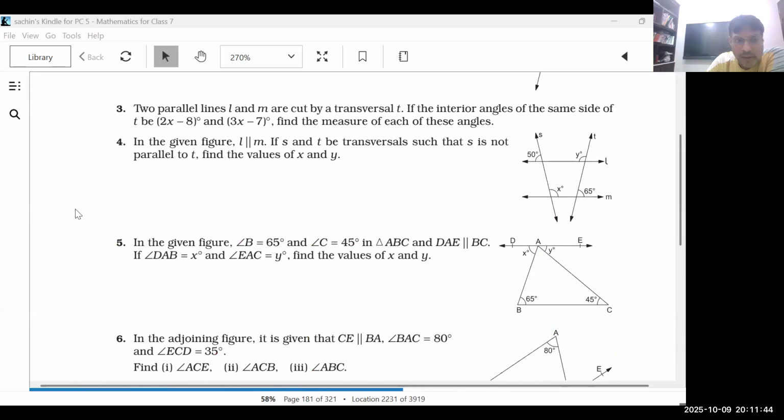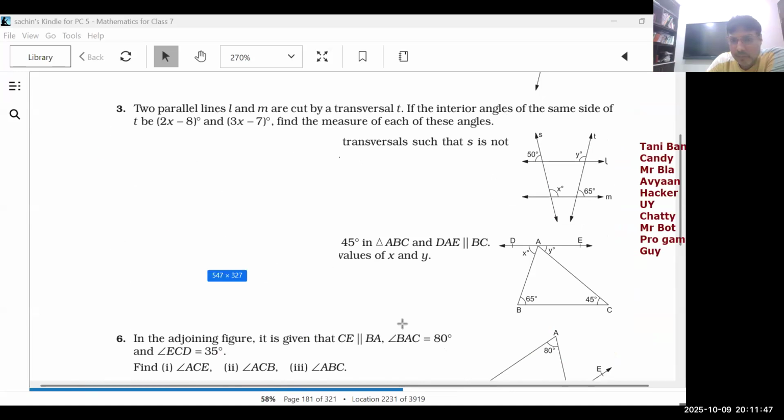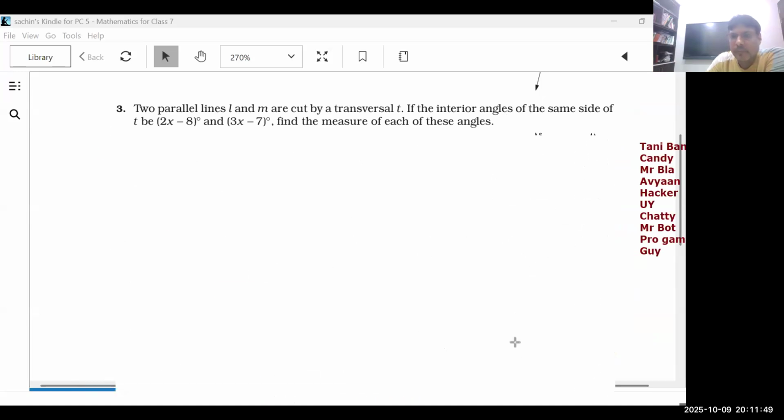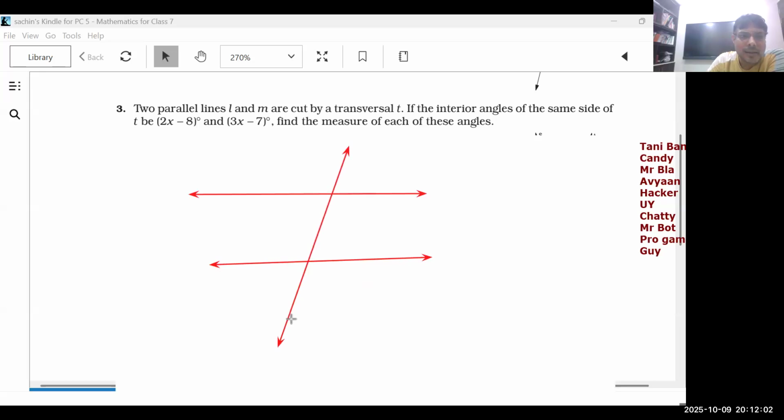Okay guys, do question number 3. I'll draw the figure. Two parallel lines L and M are cut by a transversal T. If the interior angles on the same side of T are 2x minus 8 and 3x minus 7, find the measure of each of these angles. Interior means they will be inside.